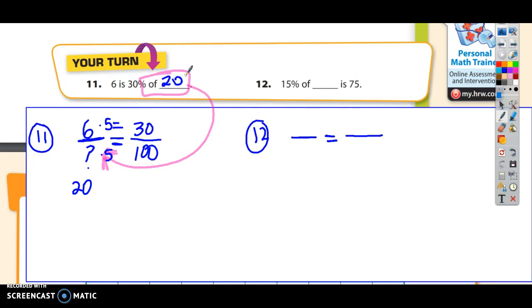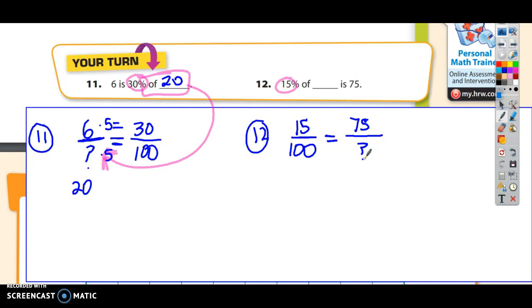Number 12, they're mixing up the way in which they put this. Pay attention to the fact, like on this one over here, 30% means 30 hundredths, so 15% means 15 hundredths. And it can be on the right or the left, it doesn't matter. 15% of blank is 75. So 75 is 15% of I don't know, which means the second term is question mark.